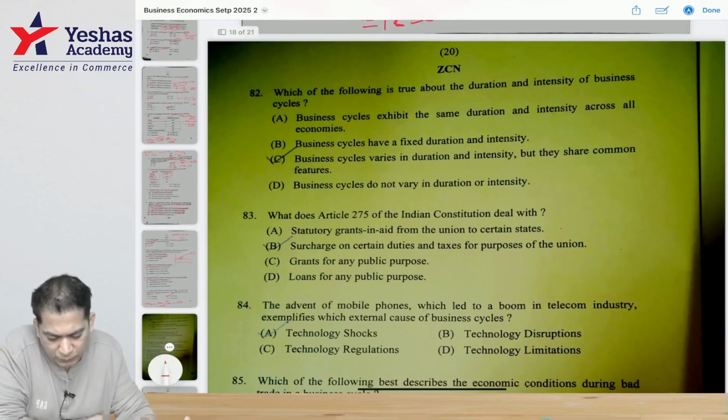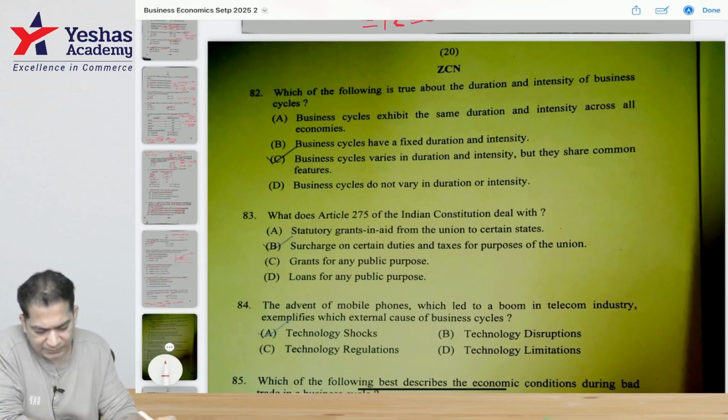Which of the following is true about the duration and intensity of business cycle? Business cycle exhibits same duration, wrong. Have a look at the option you will read. If business cycle has fixed duration, no. Business cycle varies in duration, correct. And intensity, yes. It means intensity and duration are different, but they share common features.